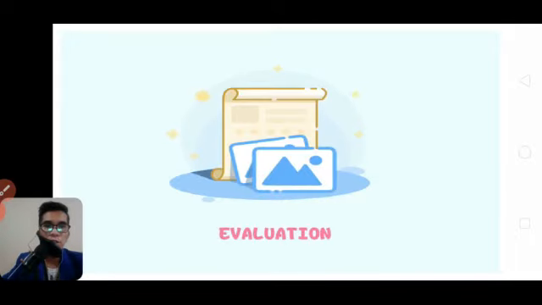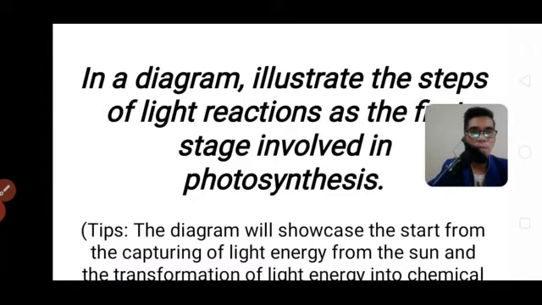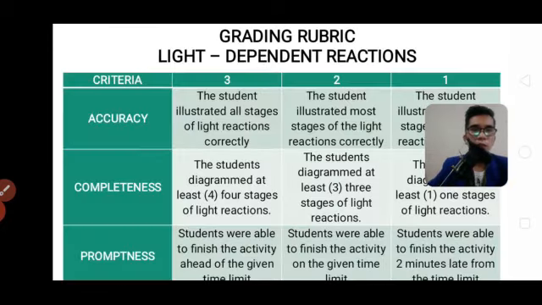And this time, we are now on the concluding part, the evaluation of this session. We can let the students form a diagram in which they will illustrate the steps of light reactions as the first stage involved in photosynthesis. So I have here a tip for the students in accomplishing the activity. The diagram will showcase the start from the capturing of light energy from the sun and the transformation of light energy into chemical energy. Don't forget to present to the students the grading rubric that includes the criteria on accuracy, completeness, and promptness. I have reached the end of my slide.